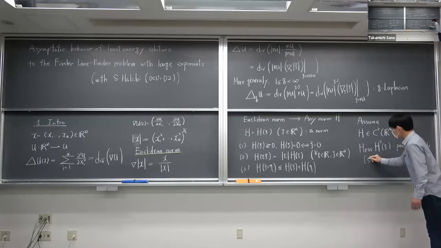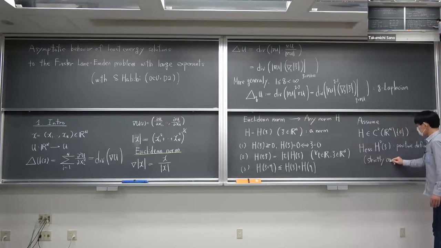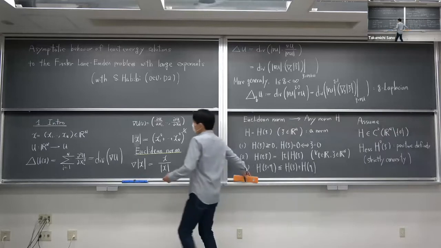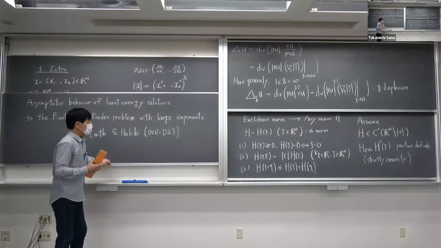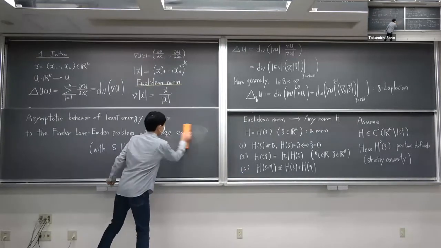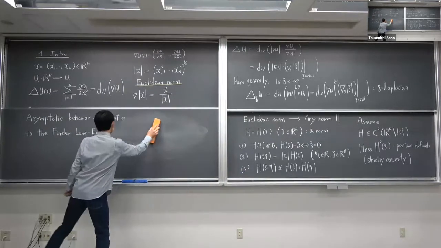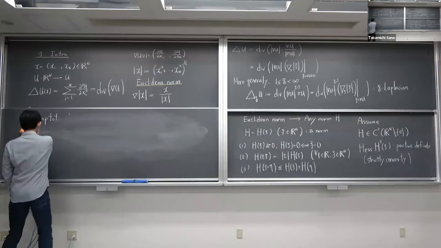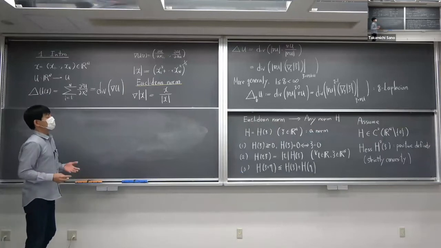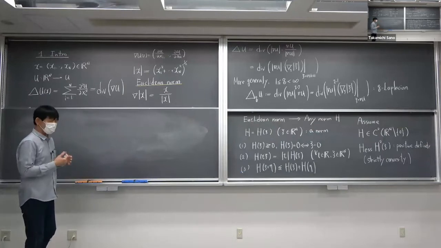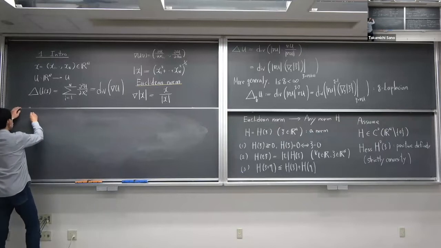This is strictly convex. We assume here, and by using this general norm, we can obtain several geometric notions. Okay. First, if we are given some norm, then we can define the dual norm.